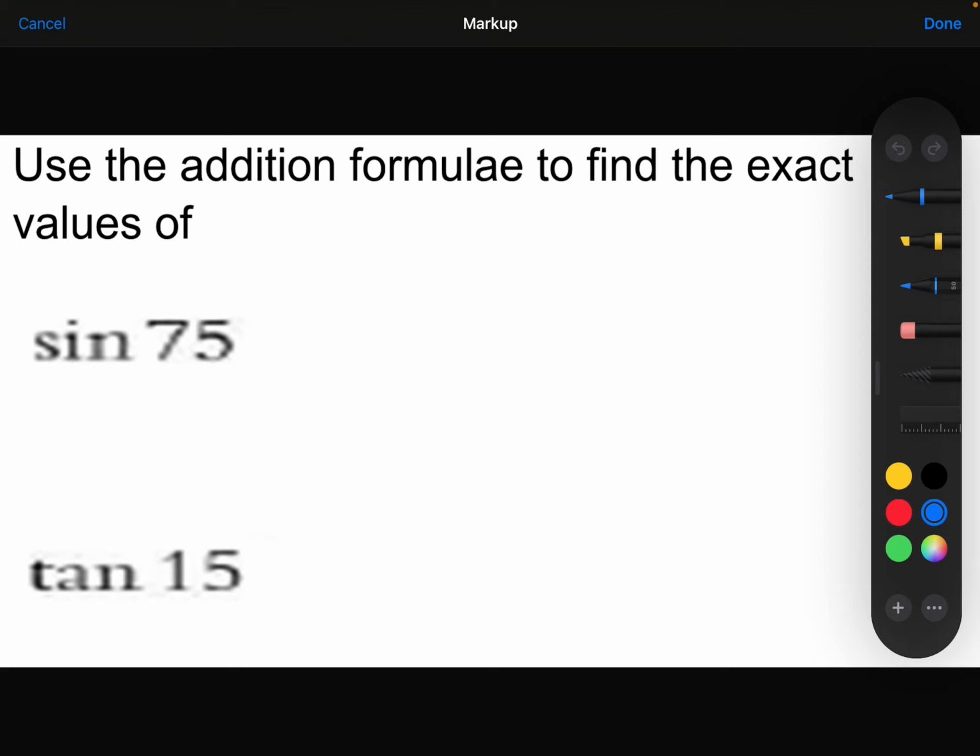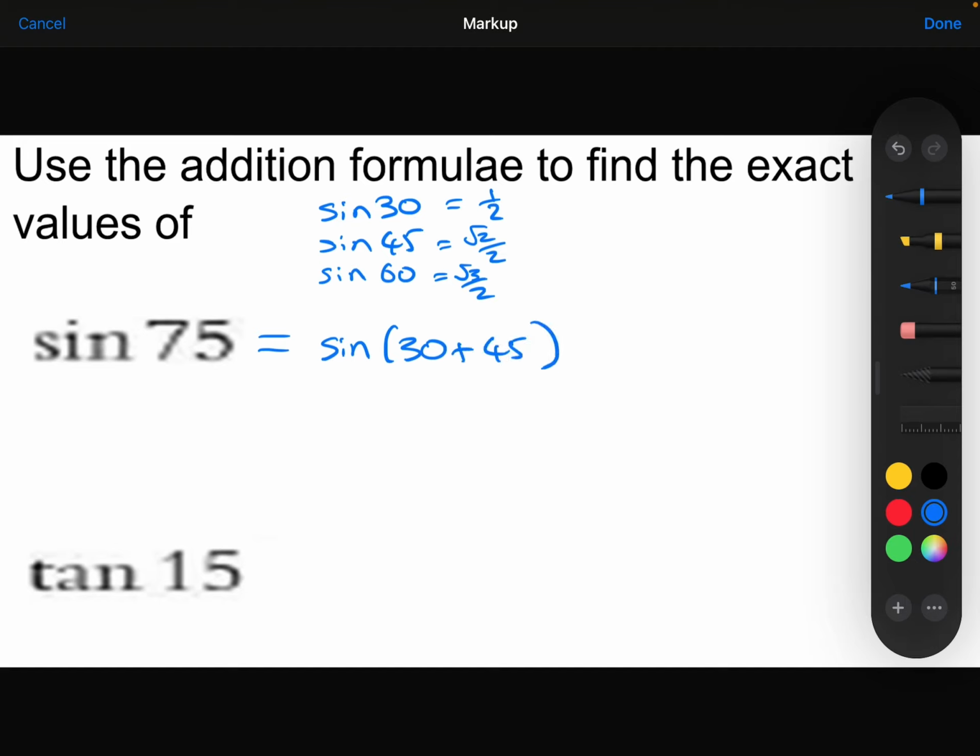So sine 75, how could I do that? Now we should remember the exact values for sine 30, sine 45, and sine 60. You should remember that sine 30 is a half, sine 45 is root 2 over 2, and sine 60 is root 3 over 2. So, in terms of how I could use those to get sine 75, I can think of 75 as being 30 plus 45.